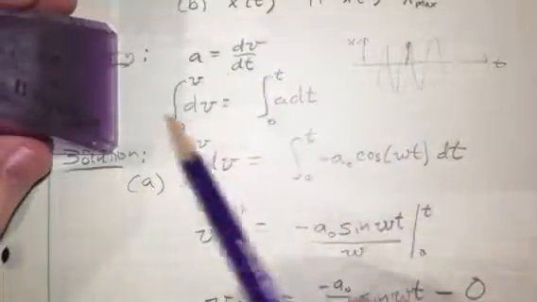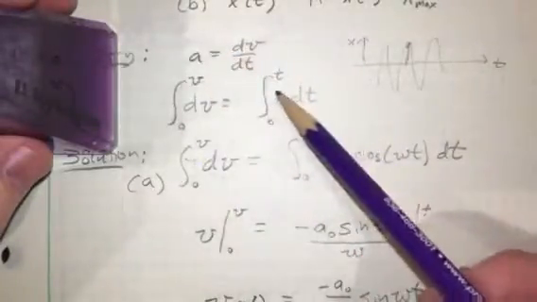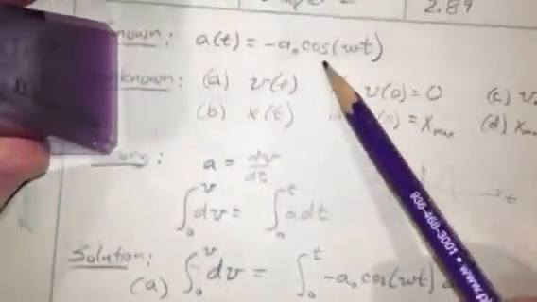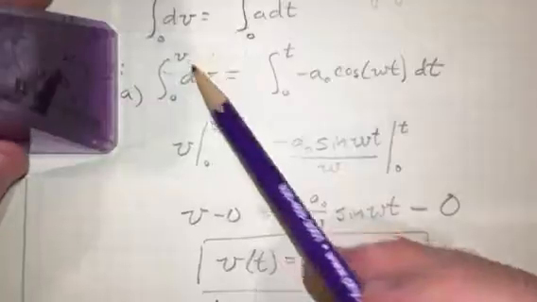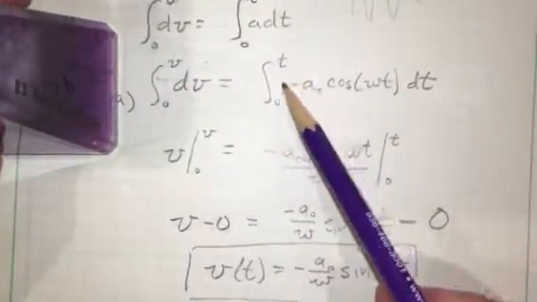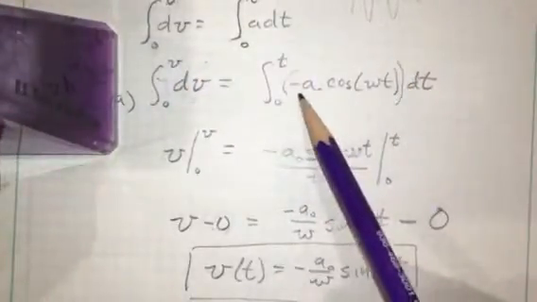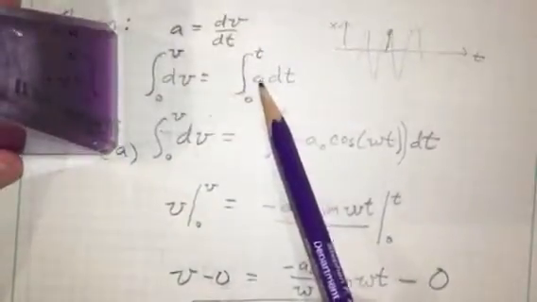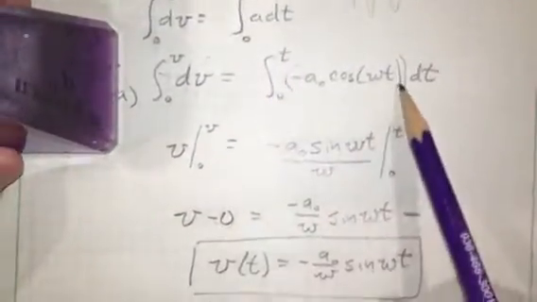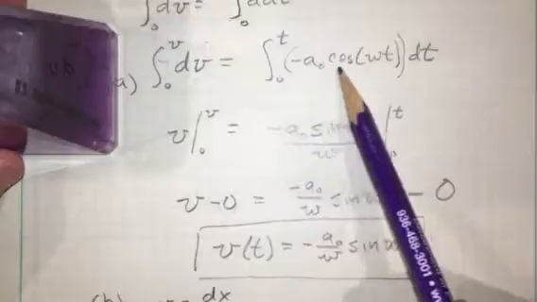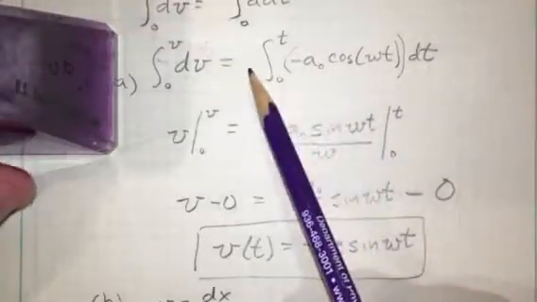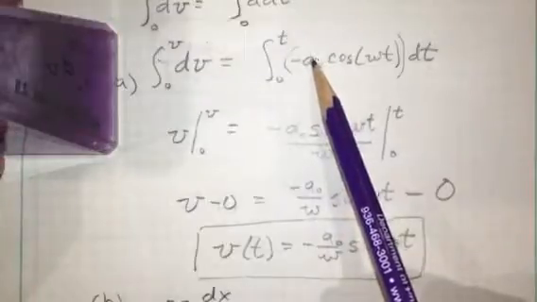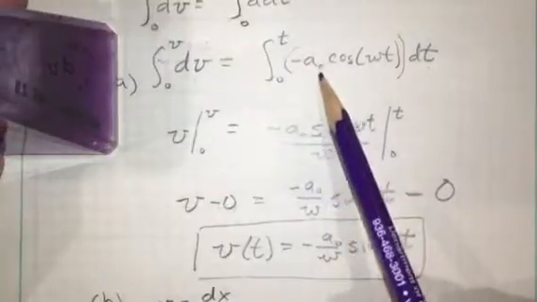So that's how we set it up, and now we simply plug in what our acceleration is from way up there. And so we go from 0 to v, 0 to t. Oh wait, no, that's the acceleration. And we can't just pull it outside of the integral because it has some time dependence. So we have minus a0 cosine omega t times dt. And we can pull the constant, negative a0, out in front of this.